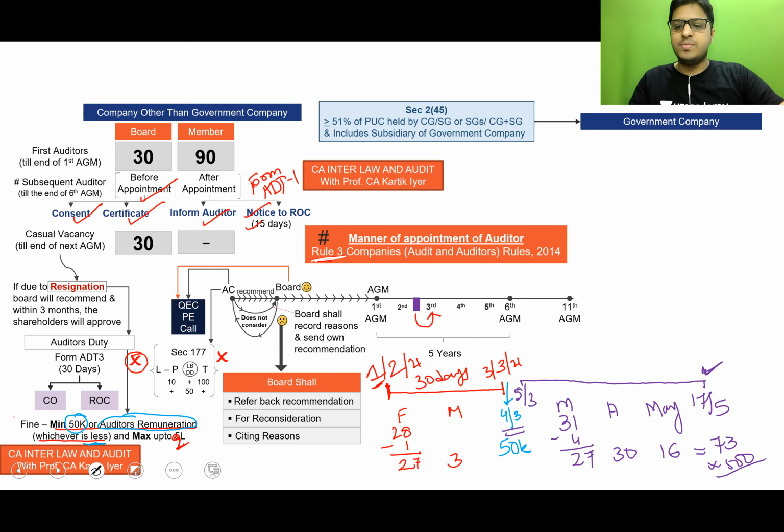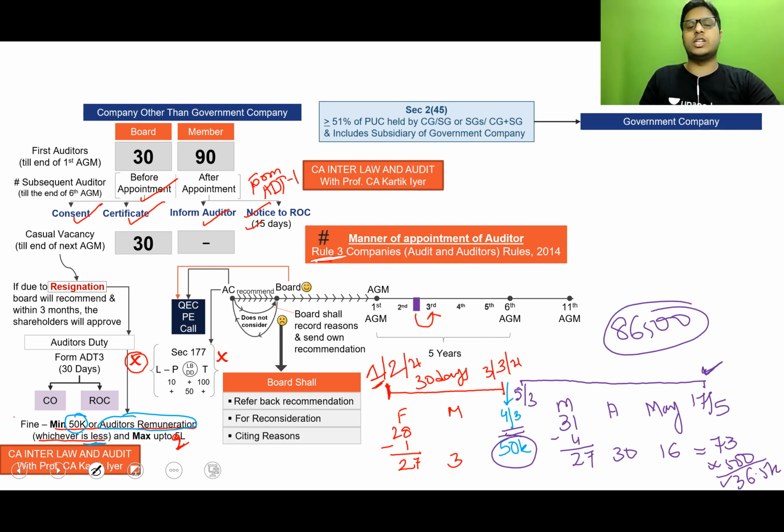36,500. Okay. So 36,500 will come here. So I'm writing here 36.5K. Now this is the penalty that the auditor will be charged for filing it late. So take this 36.5, add this 50,000 to it, because 50,000, remember, he has to pay in any case. The total amount comes to how much? 86,500 rupees. This is the final penalty the auditor has to pay.